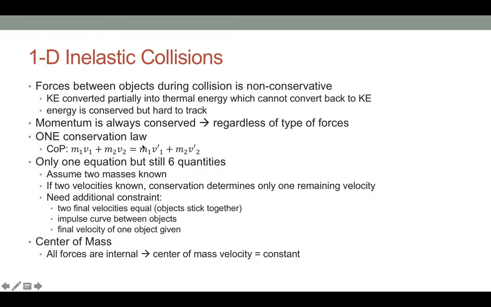So here we have the initial momentum equals the final momentum. We still have the same 6 quantities, but now we only have one constraint. If we assume we know the two masses, and we know the two initial velocities, we no longer can predict the final velocities. We need some additional constraint. That constraint can take one of several forms. We might be simply told that the two final velocities are equal, or the two objects stick together in the collision. We could be given an impulse curve telling us something about the forces between the two objects, and we can use that information. Or we may simply be told that one of the final velocities is known.